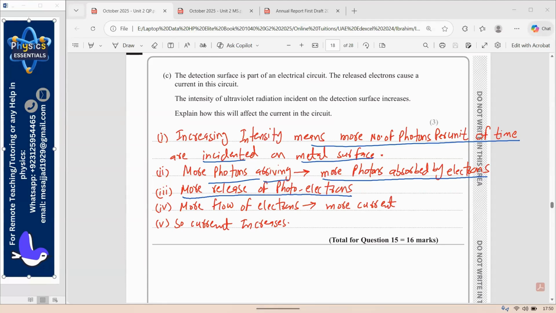So when more electrons are coming out of the metal surface, there is more flow of electrons, which means a greater number of charges are flowing. More charges flowing means more current in the circuit. So you say that the current increases. Okay.